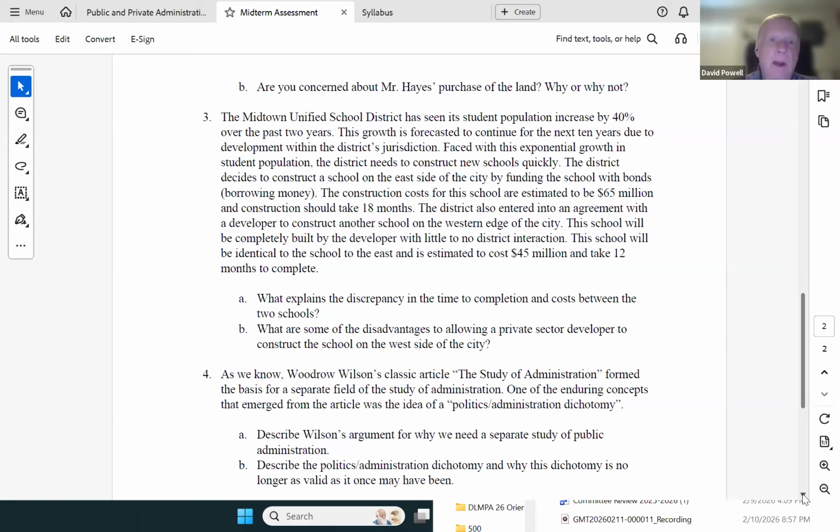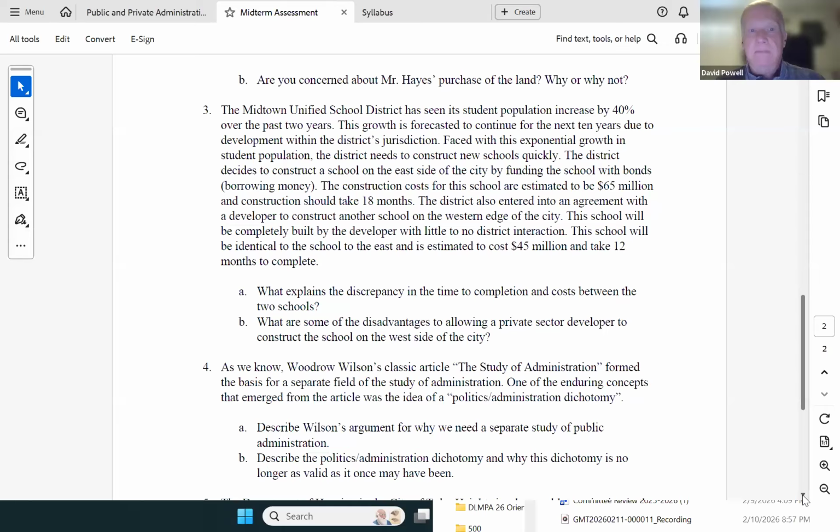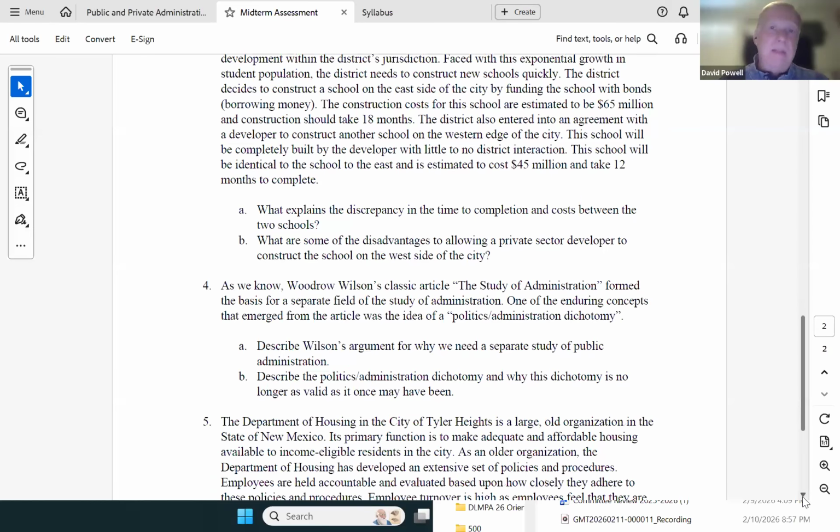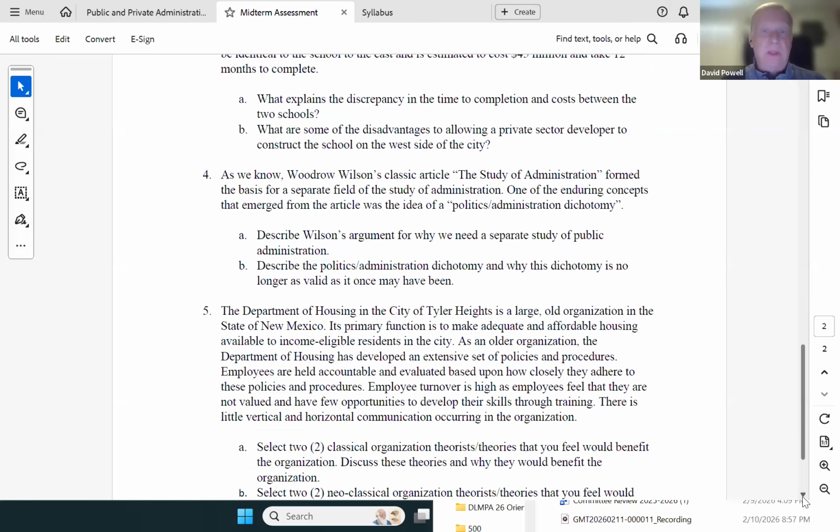So question 3A, what explains the discrepancy in the time to completion and cost between the two schools? And then 3B, what are some of the disadvantages to allowing a private sector developer to construct the school on the west side of the city? So again, you'll draw upon the information that we cover in tonight's class in order to answer 3A and 3B. So by the end of class tonight, you'll have all the information that you need in order to adequately handle scenarios 1, 2, and 3.